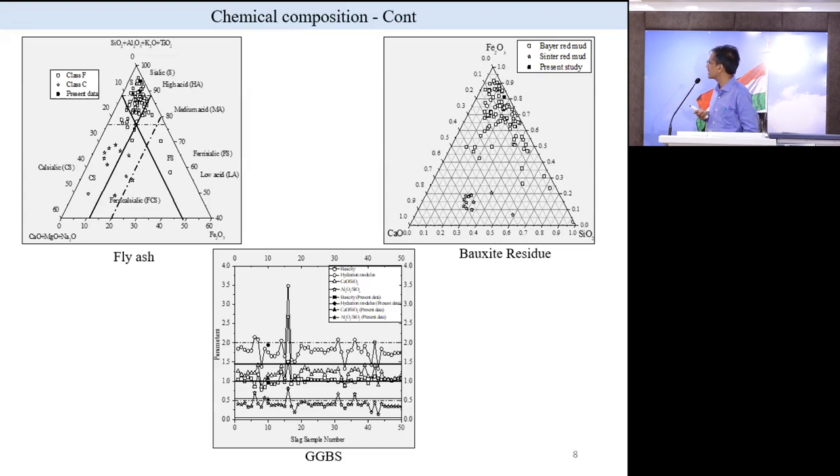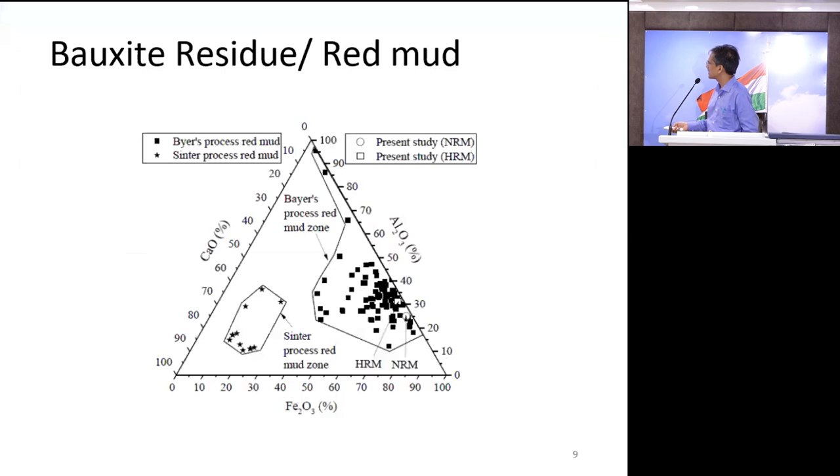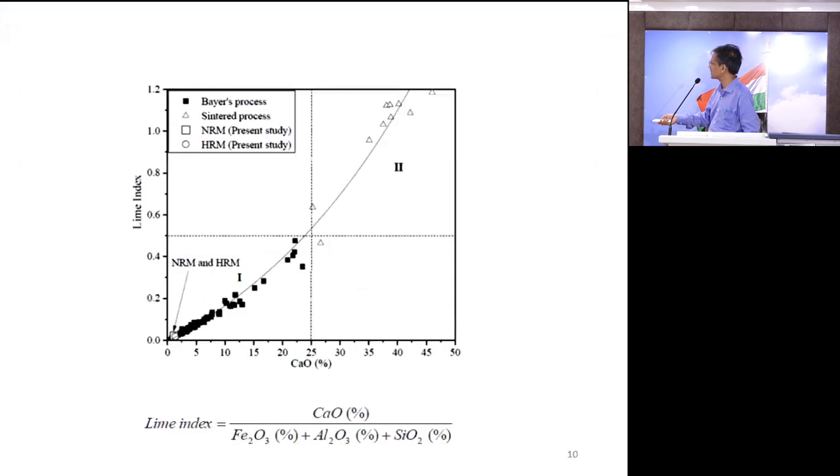So the chemical composition varies. Even for bauxite residue, there are two processes, the Bayer process or the sintering process. Mostly we follow the Bayer process in the Indian context. That also makes a difference, because in the sintering process the calcium content is more, while in the Bayer process the iron content is more. So we need to find this out.